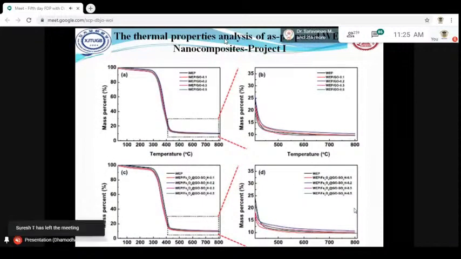with the assistance of thermogravimetric analysis. Here we can see the thermal property has increased. The thermal property is not much improved, though when we compare with the neat WEP, it is somewhat good. The same way, GO and also the magnetite nanoparticle decorated GO are showing somewhat increased thermal property when compared with the neat WEP.